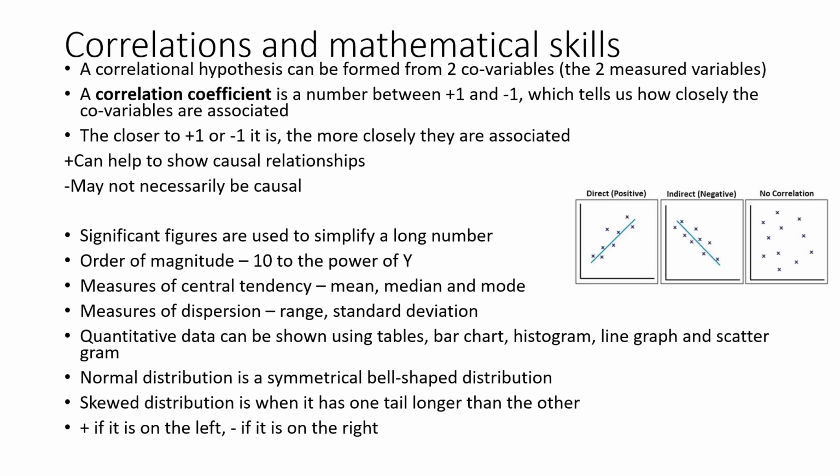Significant figures are used to simplify a long number. So an order of magnitude is 10 to the power of y. You've got measures of central tendency: mean, median, and mode. Measures of dispersion: range and standard deviation. Quantitative data can be shown using tables, bar charts, histograms, line graphs, and scattergrams. Normal distribution is a symmetrical bell-shaped distribution. Skewed distribution is when it has one tail longer than the other. It is positive if the tail is on the right, and negative if it's on the left.